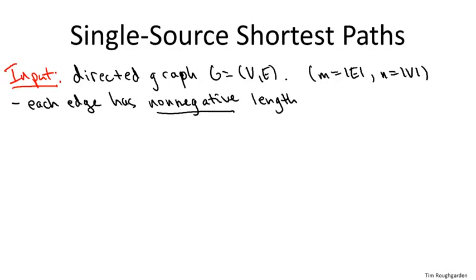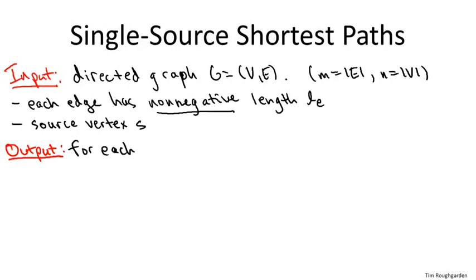The second ingredient is a vertex from which we are looking for paths. This is exactly the same as we had in breadth first search and depth first search. We have an originating vertex, which we'll call here the source. Our responsibility then is to, given this input, compute for every other vertex v in this network the length of a shortest path from the source vertex s to that destination vertex v.